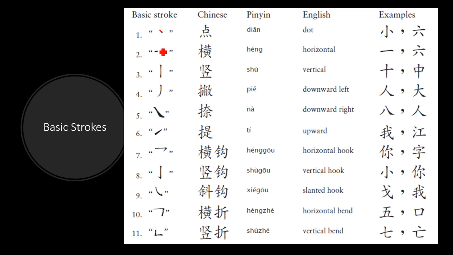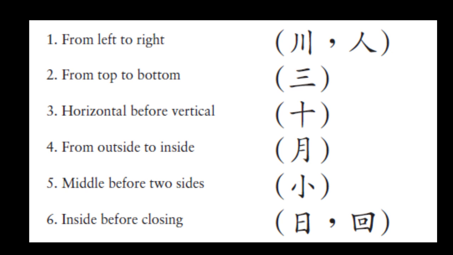点 top to bottom, 横 left to right, 竖 top to bottom, 撇 top to your left, 捺 top to your right, 提 bottom to top, 横钩 left to right and then hook, 竖钩 top to bottom and then hook, 斜钩 top to your right and then hook, 横折 left to right, top to bottom, 竖折 top to bottom, left to right. There are 6 rules to use these strokes.